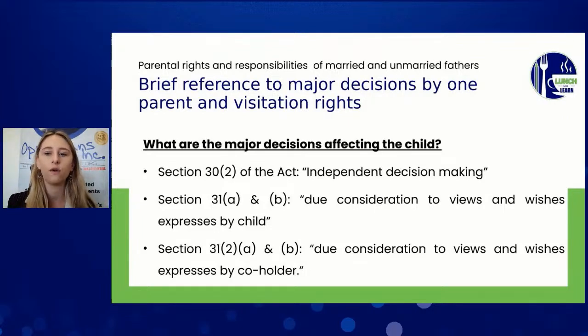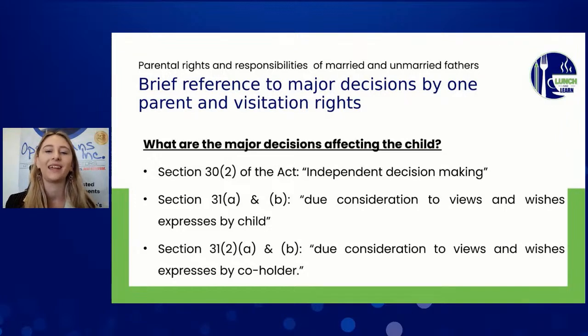So Section 32 of the Children's Act states that the parents can make decisions independently of one another. So the holders of parental rights and responsibilities are able to independently make a decision without consulting with the other holder of parental rights and responsibilities. However, Section 31AB says that if it is a decision which affects the other holder's parental rights and responsibility or affects the child themselves, due consideration must be given to the wishes and the views of the other holder of parental rights and responsibilities, as well as due consideration must be given to the views and wishes of the child, depending on their age, maturity, and stage of development.